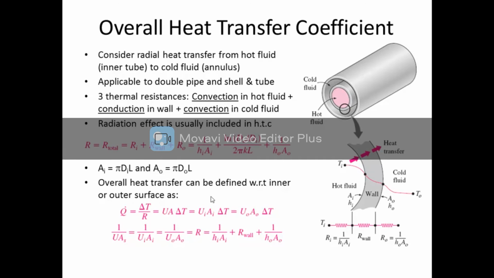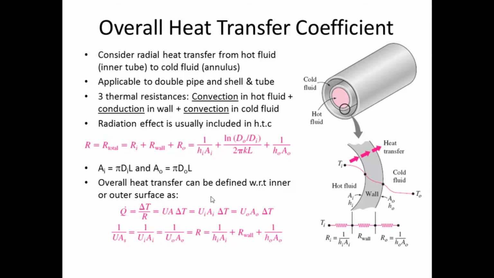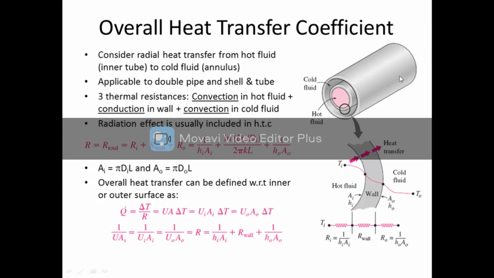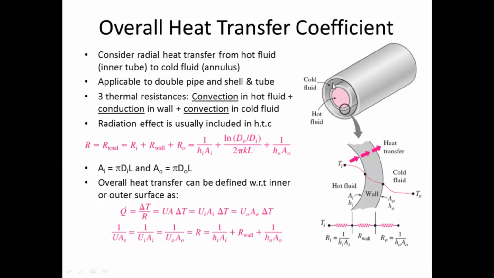So in this slide we will define the overall heat transfer coefficient, which is used to describe the combined effect of convection and conduction. This discussion will be applicable to both double pipe and shell and tube types of heat exchangers. For the definition, we will assume that the hot fluid is flowing within the tubes and the cold fluid is flowing outside the tube.